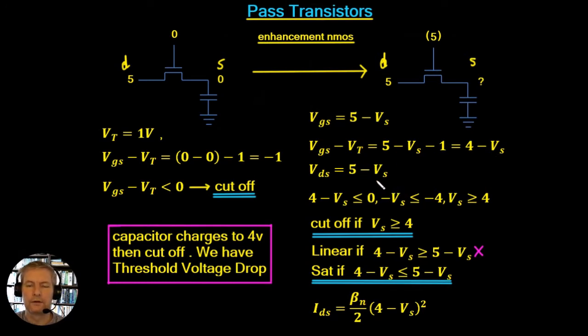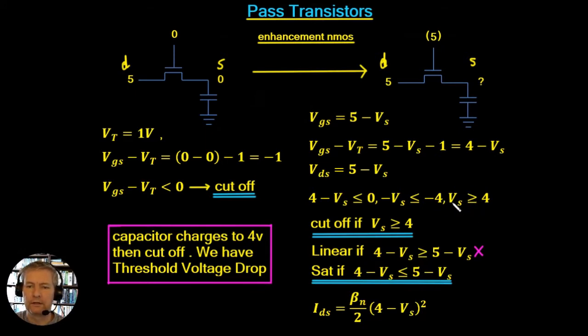We know that it's going to be in cut-off if VGS minus VT is less than or equal to 0. So that's the first thing we can test for, whether it's in cut-off. VGS minus VT is 4 minus VS. So if 4 minus VS is less than or equal to 0, then we know it's in cut-off. So we'll just transpose this equation: minus VS is less than or equal to minus 4, so VS must be greater than or equal to 4.